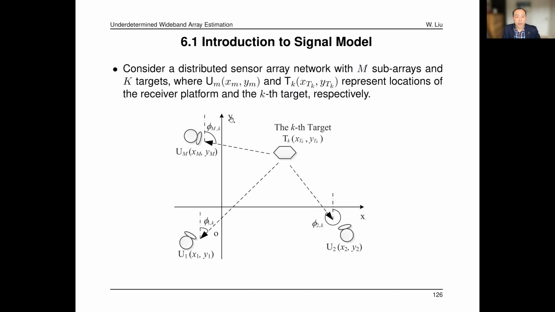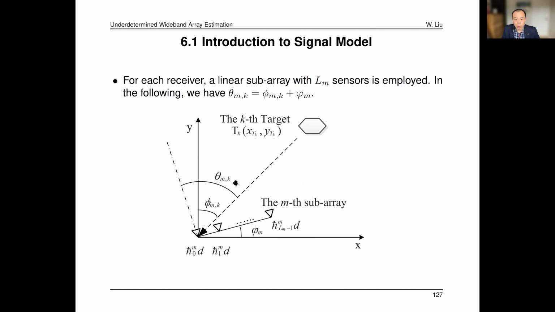Here, we consider this distributed sensor array network. Okay, that's the layout. So you have M subarrays, basically the platforms, M of them, 1, 2, and M. And you have targets, K targets. And that's the location for the K targets, okay? And then this phi 1K, phi 2K, these are the angles relative to the Y axis, okay?